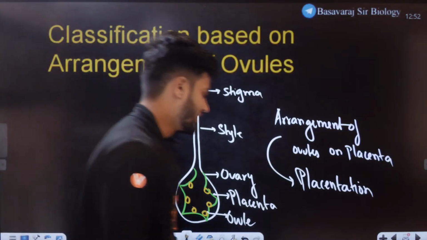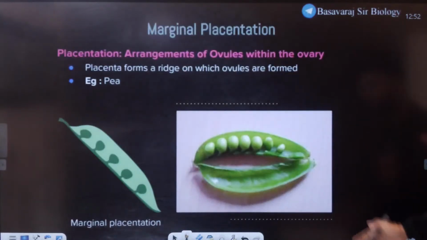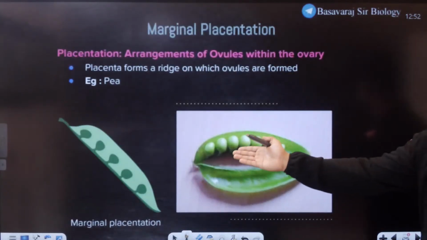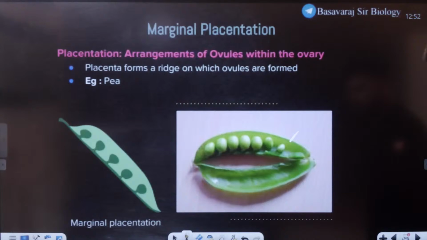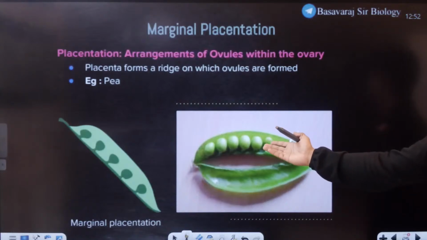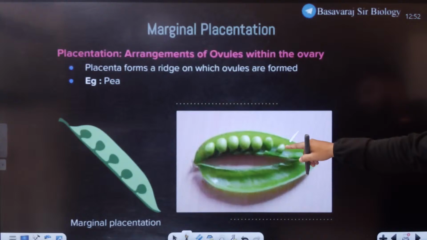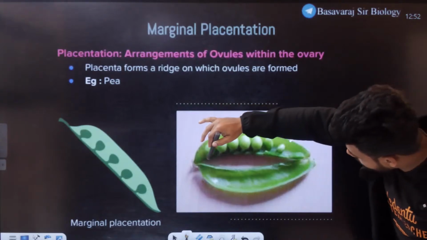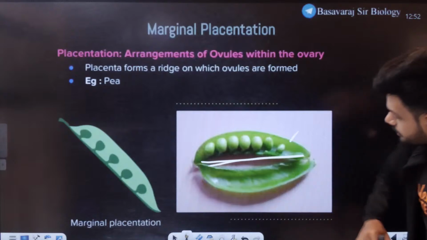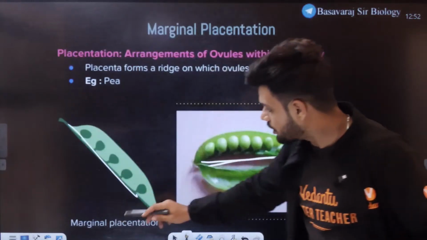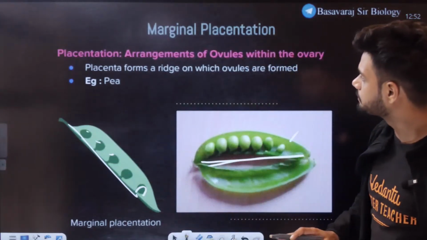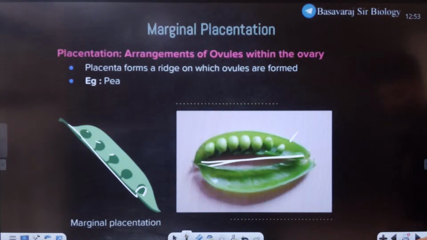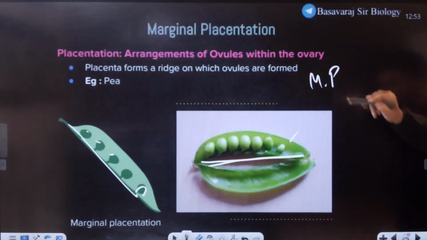Now here multiple types are there. There is something called marginal. See, you can make matar paneer from this. This is called as a pea plant, which they use in masala puri also. Here we can see marginal placentation. This is called as your ventral suture. On this ventral suture, all the ovules are arranged in a marginal way, on a ridge. Example is pea, marginal placentation. MP, marginal, pea is the example.